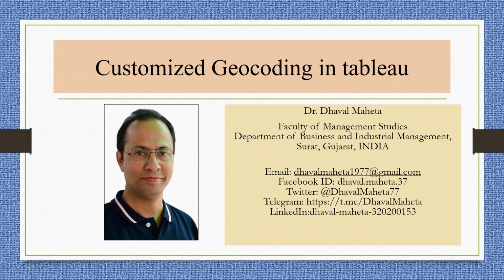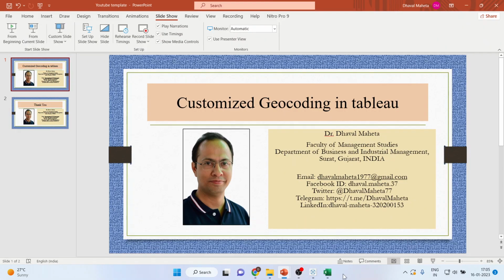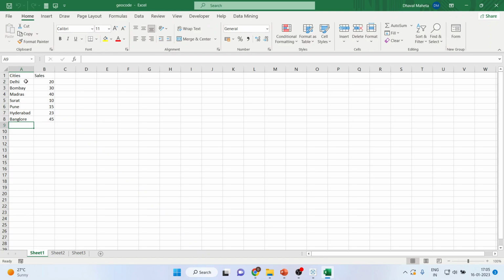And today we are going to discuss how to do customized geocoding in Tableau. We have Excel data which consists of cities and their sales. I want to represent this on the map. So we have cities as Delhi, Bombay, Madras, Surat, Pune, Hyderabad, and Bangalore, along with the sales figures.